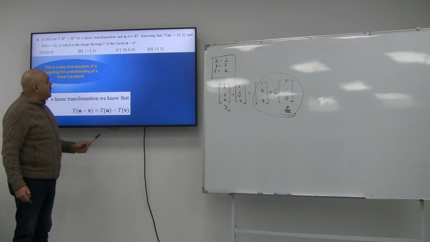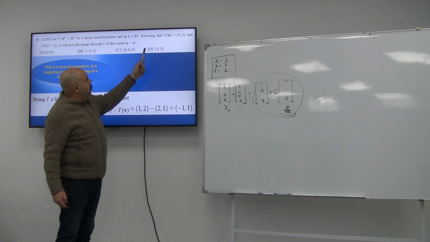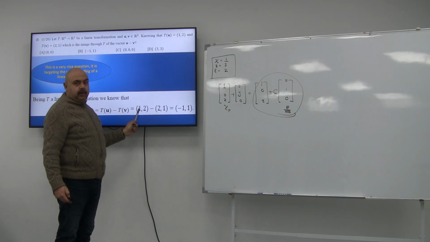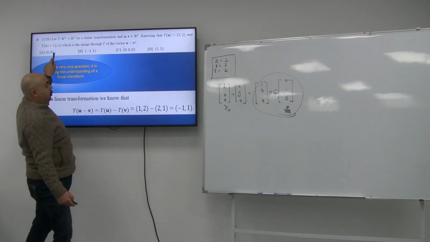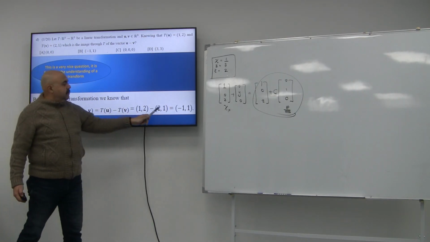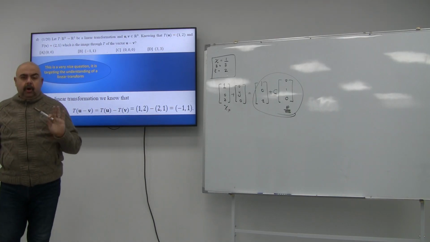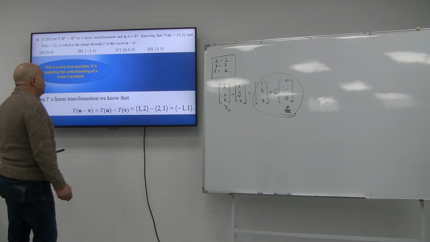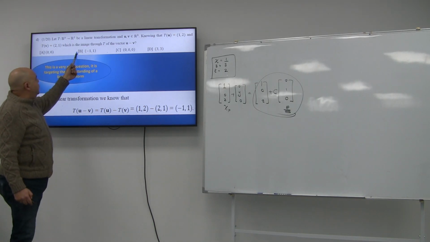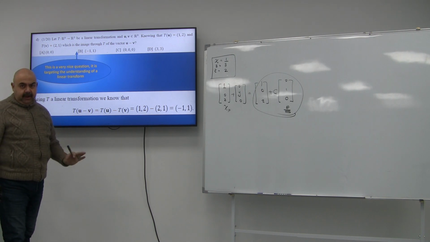This leaves us with the following: the transform of the first vector, which is (1, 2), minus the transform of the second vector, which is (2, 1), leaving me with (-1, 1). So the image of the transform of the difference between these two vectors is (-1, 1). And so choice number B will be the answer.